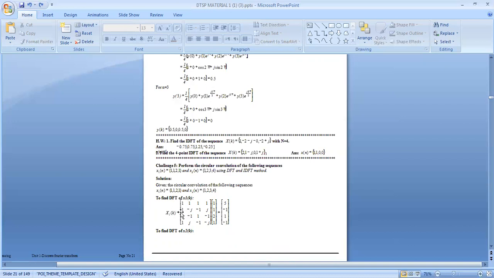So let me write the expression here. You have to multiply the row matrix with the column matrix. This is your row matrix and this is your column matrix. So you first multiply with the first value. What will happen? 1 into 1 plus 1 into 1 plus 1 into 2 plus 1 into 1. So 1 plus 1 plus 2 plus 1, the answer will be 5.